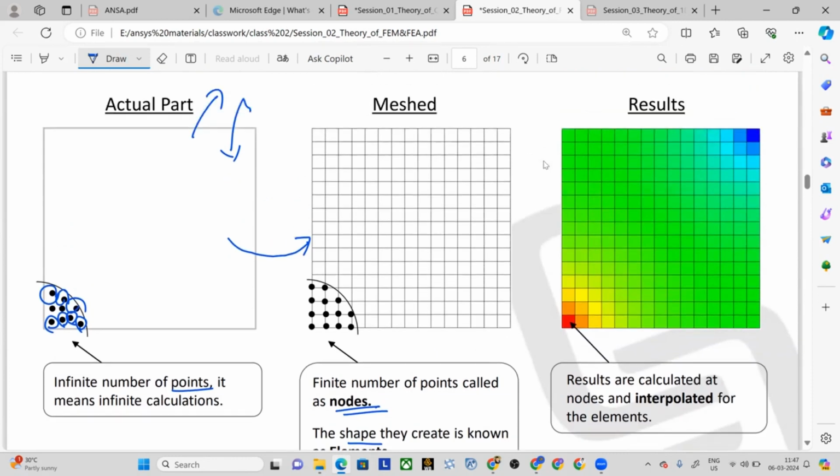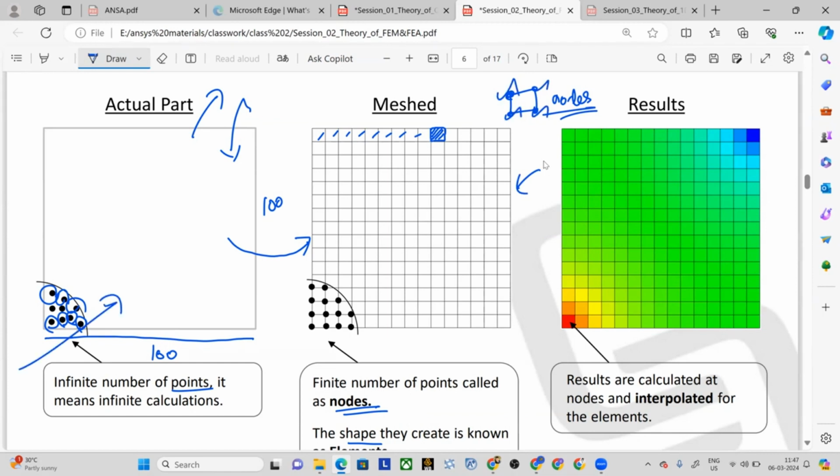Let's assume this is some 100 by 100, 100 mm into 100 mm. Now you will divide that into perfect squares of different sizes. This shape is nothing but the element. I'll hatch and show. This is an element. But this element has been formed using 4 corner points. Those are called nodes. Now, after doing this, I can count this. I have a finite number of nodes, but in the original case, it is infinite.